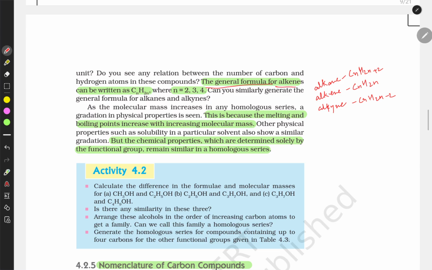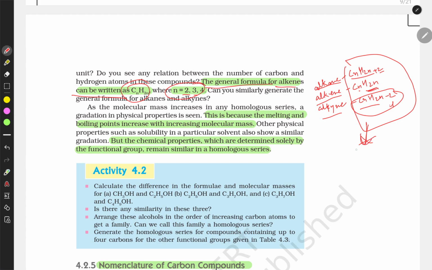The general formula for alkanes can be written as CnH2n+2, where n equals 1, 2, 3, 4. Alkene is CnH2n, and alkyne is CnH2n-2. So, let me help you understand this formula. Why CnH2n? Let's understand it.